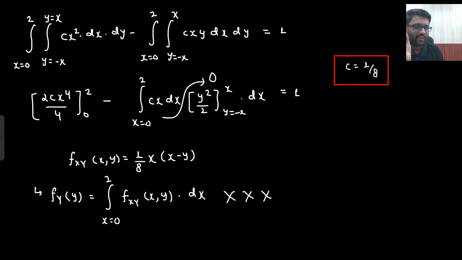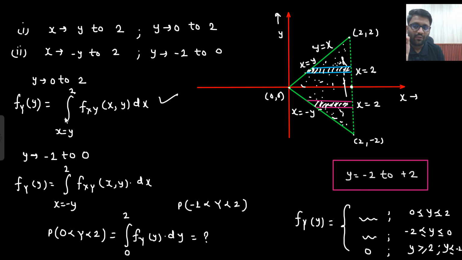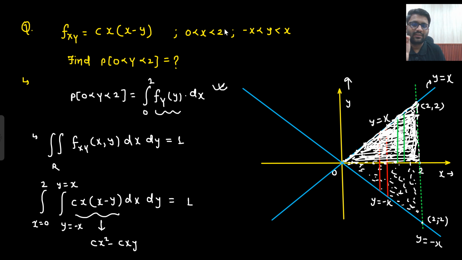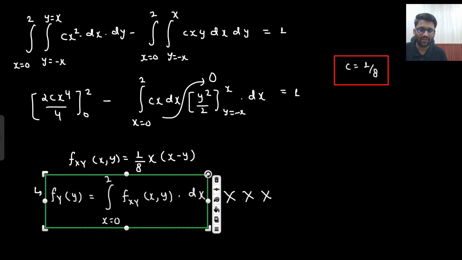I spent roughly 30 minutes on this question, just to make you understand that if you are finding fy of y, directly don't go here, okay, x is going from 0 to 2. Always with a two-dimensional random variable, I will make the region of operation first. Once I have the region of operation, I know that to find my fy of y, I need to put the limit of x. So this was absolutely wrong.